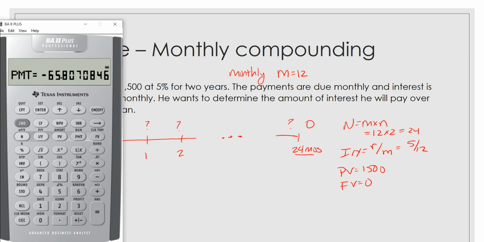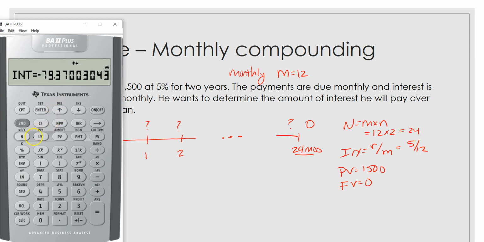Now, he wants to know how much interest he's paying. So let's use our amortization schedule to do that. So we'll do a second amortization. This is a 24-month loan. So period 1 would be the beginning of month 1. Period 2 would be the end of month 24. During that period, he has a $0 balance at the end of the life of the loan. He has paid $1,500 in principal, and he's paid $79.37 in interest.